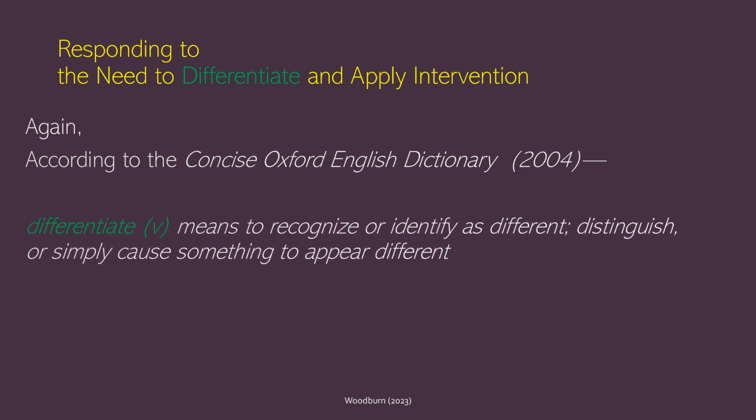So let us repeat. Differentiate means to recognize or identify as different, distinguish, or simply cause something to appear different. How does this relate to your lesson? It means that when you are planning your lesson, you should have a different activity for some persons in your class.